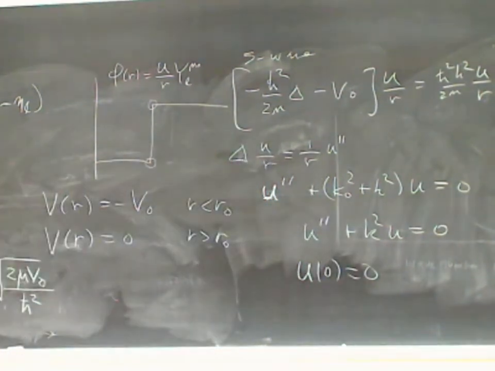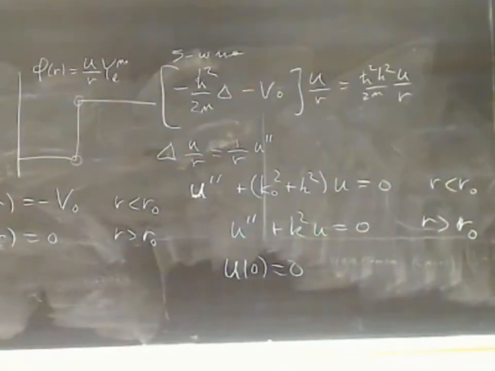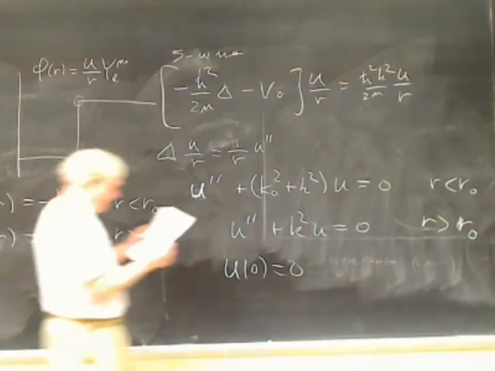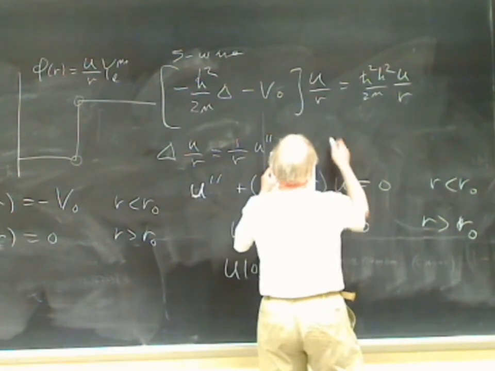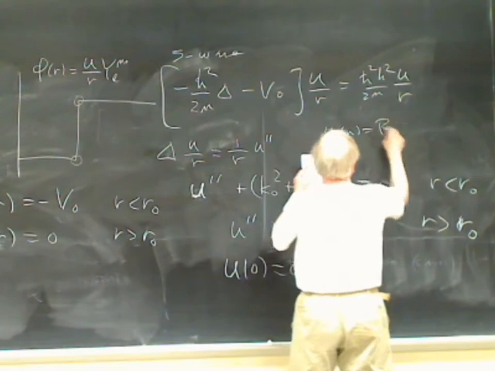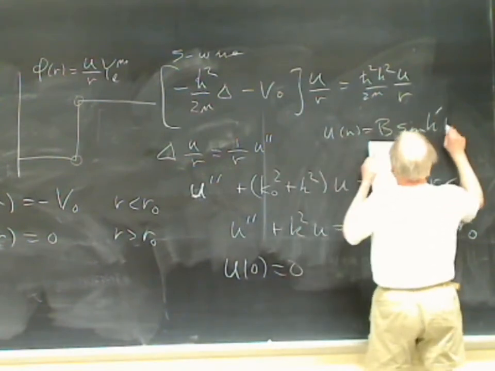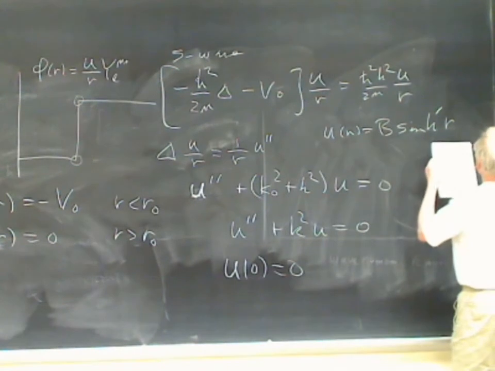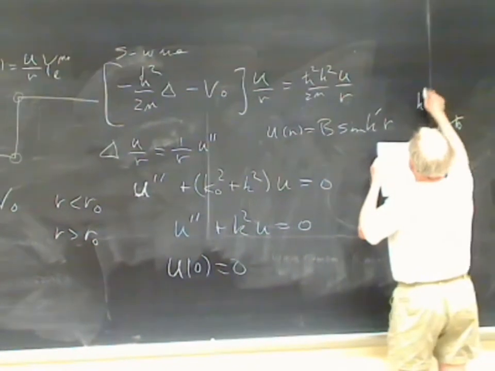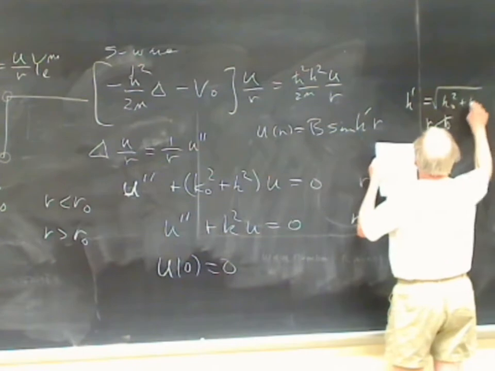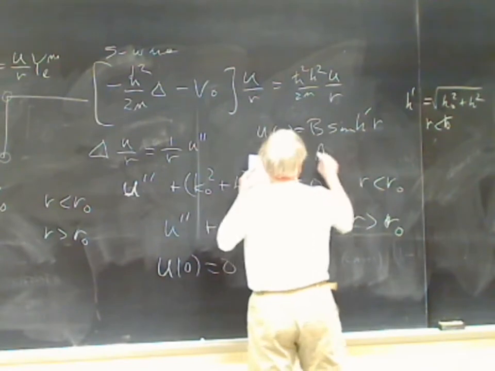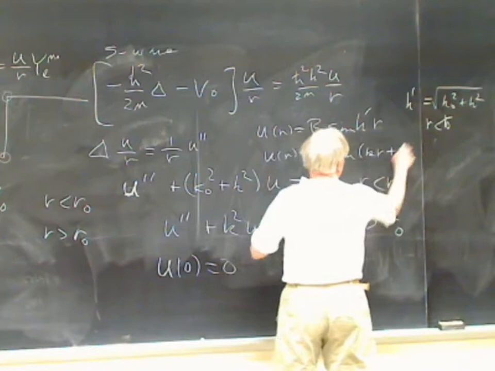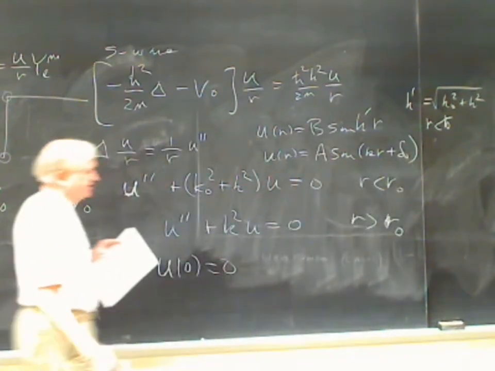So what we've got then, let me write the solutions here to save blackboard space. We've got u of r equals B sine k prime r for r less than r0. And here k prime is the square root of k0 squared plus k squared. For r greater than r0, u of r equals A sine of (kr plus delta 0). So delta 0 is the S-wave phase shift.